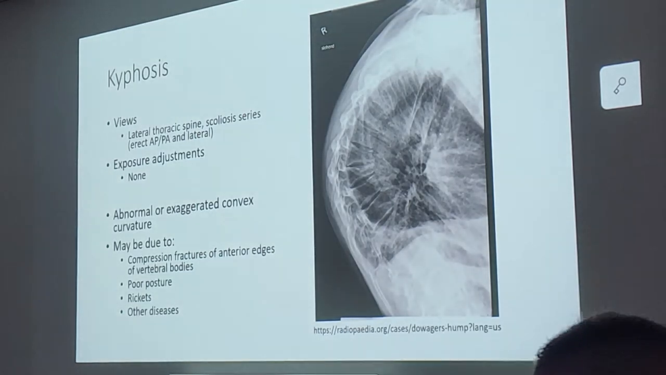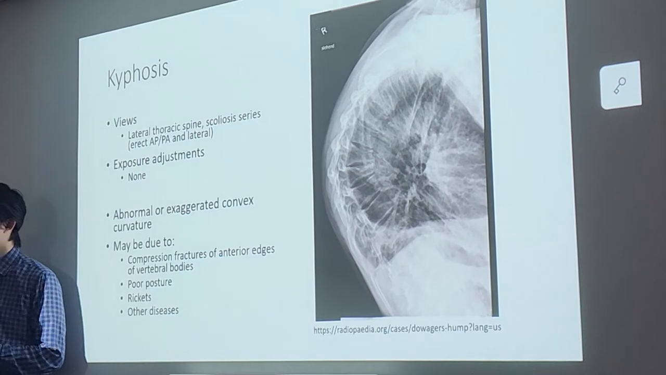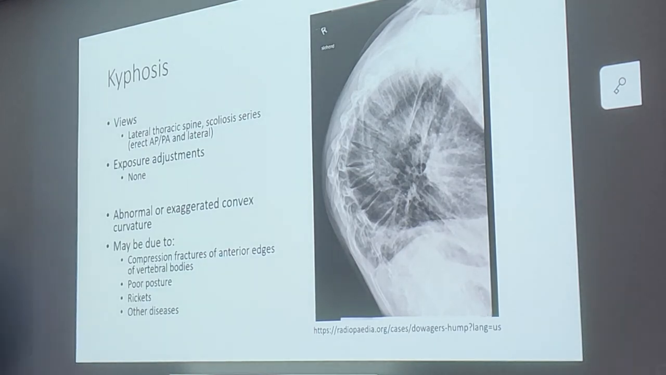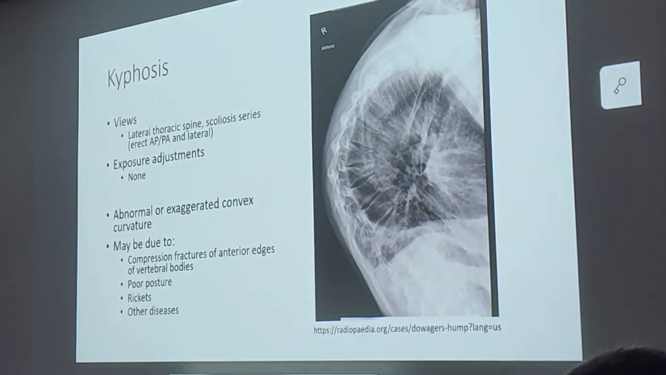Okay, rickets. Anyone remember what rickets was? Osteomalacia. Softening of the bone, right? If the bone is soft, it becomes easier for these compression fractures to occur. Okay, so this is kyphosis.